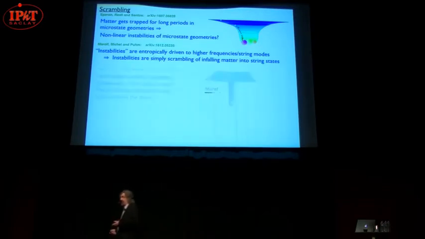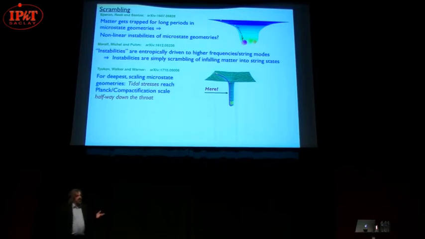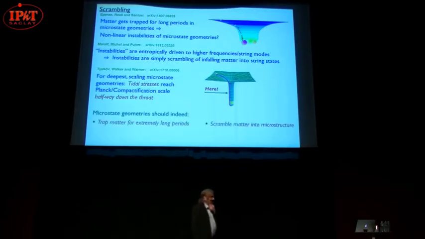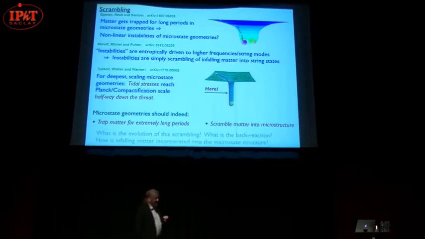into stringy states. We also found that if we looked at these geometries, tidal forces become large about halfway down the throat. The way I like to describe this is that deviations halfway down the throat are tiny, but you're hitting them at the speed of light, so it's like driving a Ferrari across a cobbled street. You get ripped to shreds very early on. So we see all this stuff about scrambling from tidal analyses, from perturbative analyses, and stability analysis. But the neat thing we know is that microstate geometries do indeed, and should, trap matter for very long periods of time and scramble matter into microstructure.